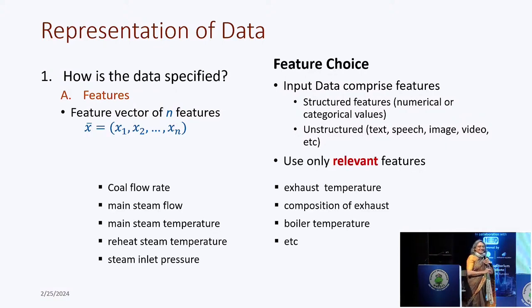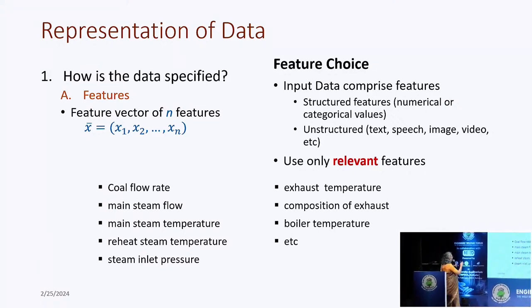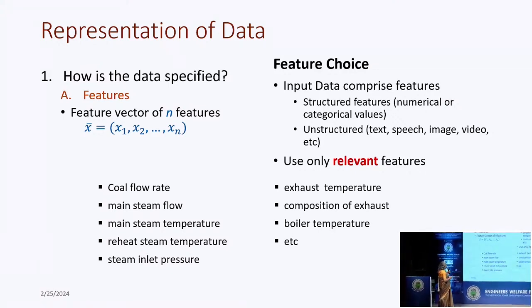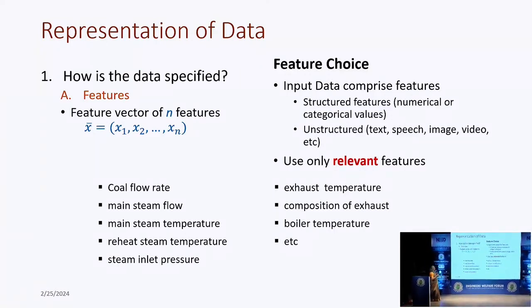I may make some mistakes or a lot of mistakes in talking about power plants, but probably, according to some literature which I quickly studied, these could be in some tasks of a power plant. You can think of these as features like coal flow rate, steam flow, steam temperature, main steam temperature, reheat steam temperature, steam inlet pressure, exhaust temperature, composition of exhaust, boiler temperature, and so on.